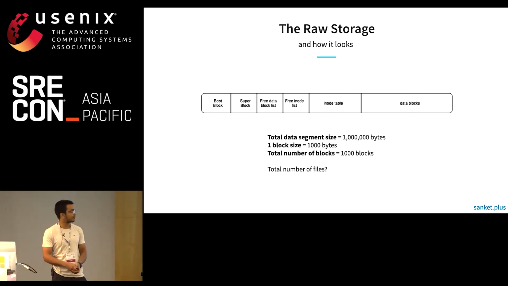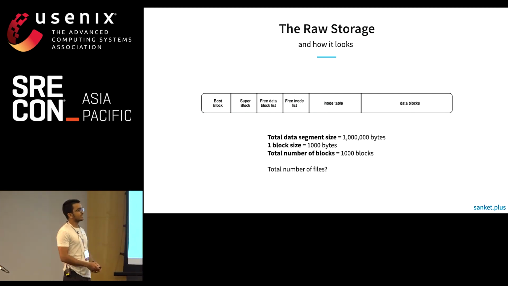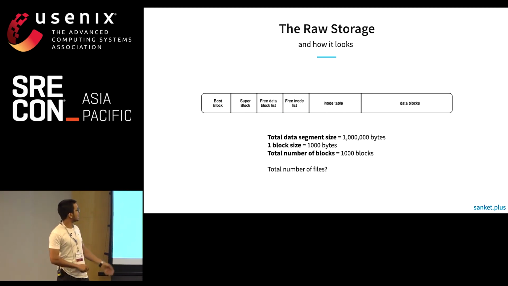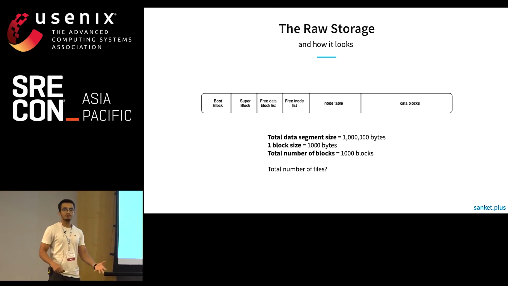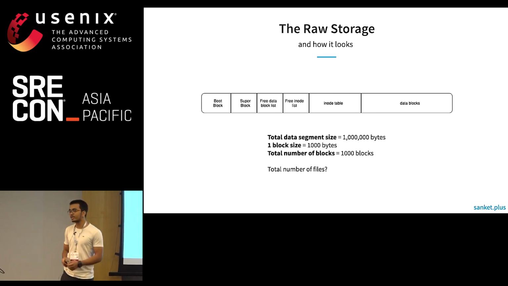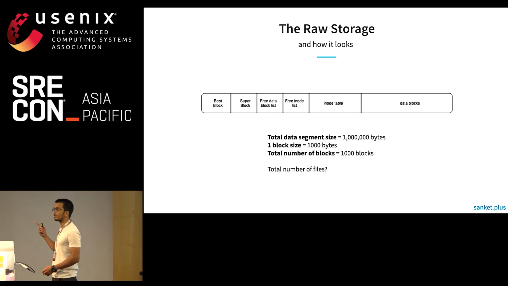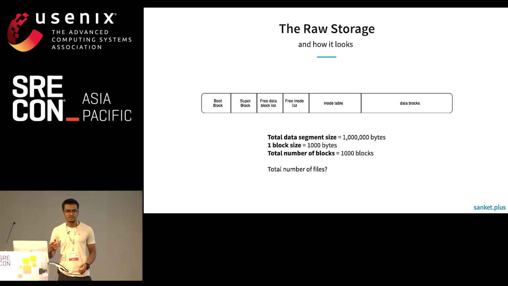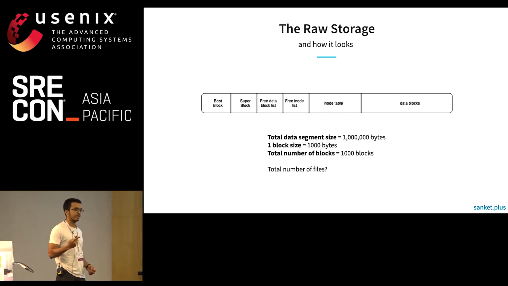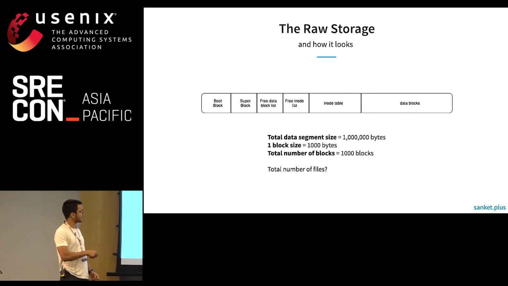Now let's take an example. You have a file system with a data size of 1,000,000 bytes. You have divided it into 1,000-byte blocks. So you have 1,000 blocks. Now how many files can you create? Say you want to create 1,000,000 files that are 1 byte long, 1,000,000 files that have 1 character. You have 1,000,000 bytes, so you have space for that. Can you create 1,000,000 files?